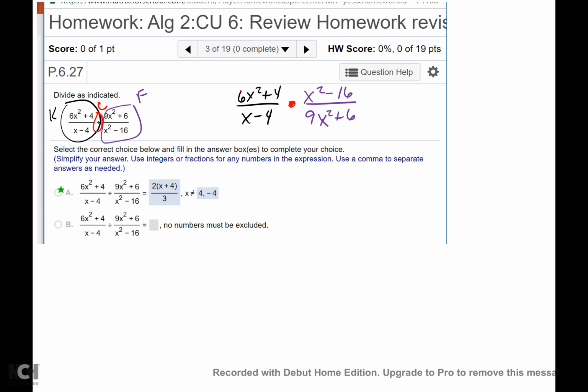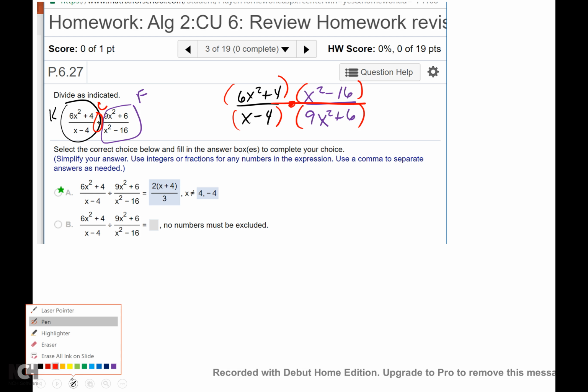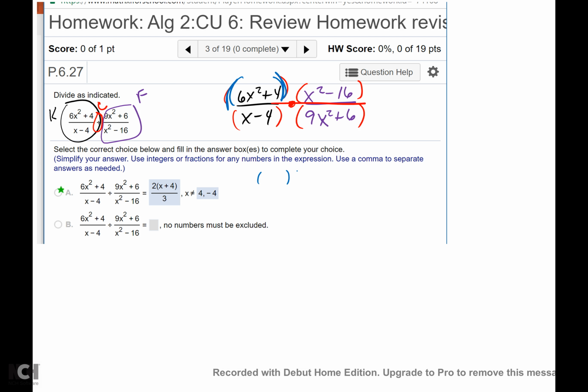So there's your first step, is to keep, change, flip. And now you have top times top, bottom times bottom. So now we're right back to what we just did. We have to factor all those factors. So in blue, that's two terms, which should be an easy factor, GCF times what's left. They have a 2 in common.